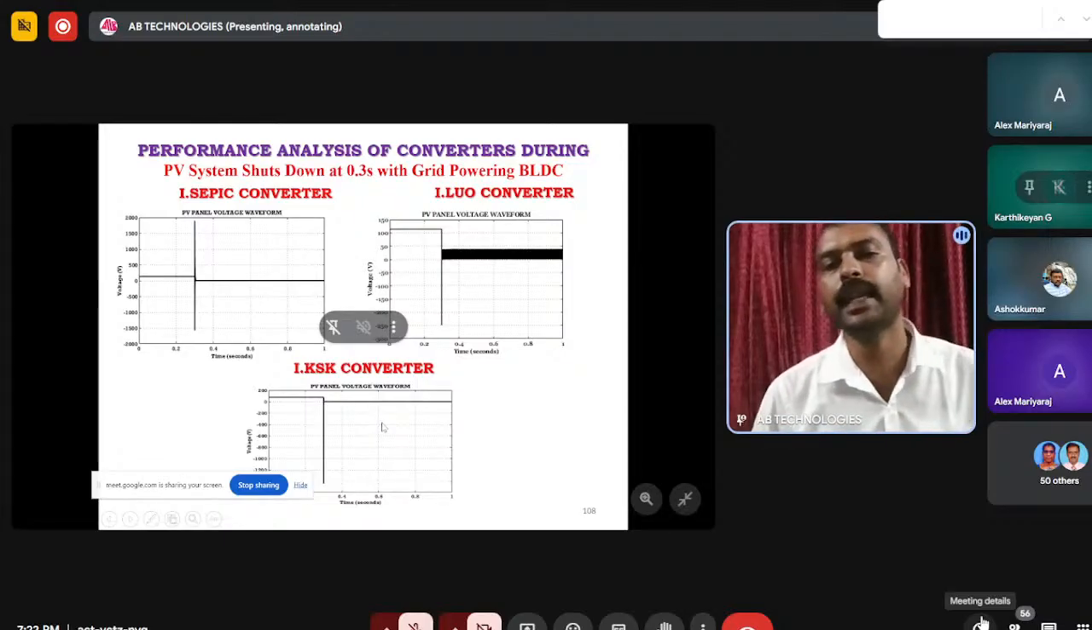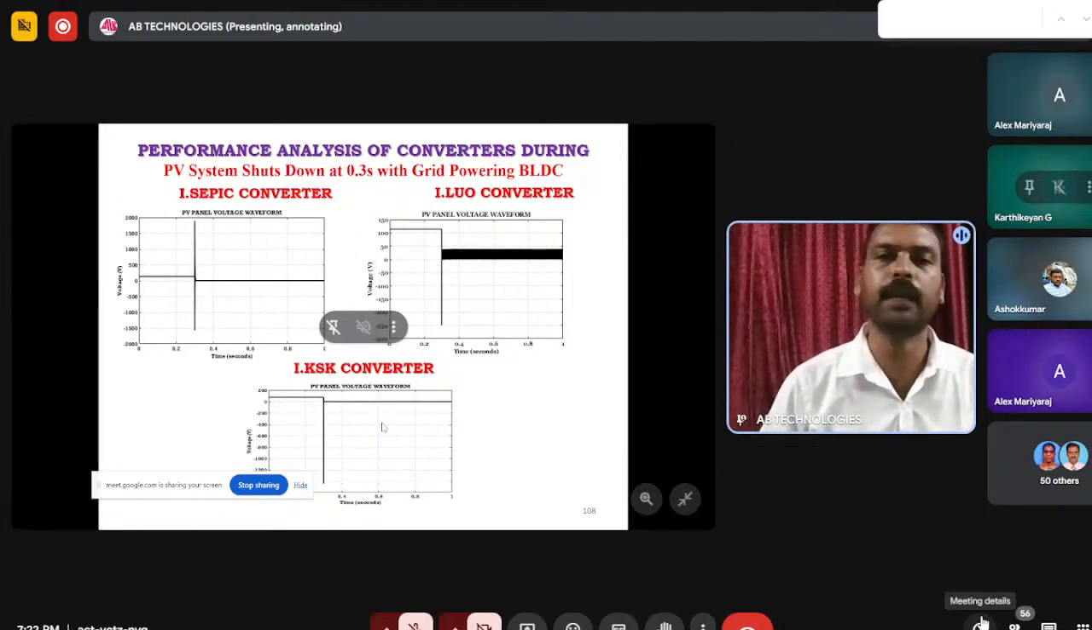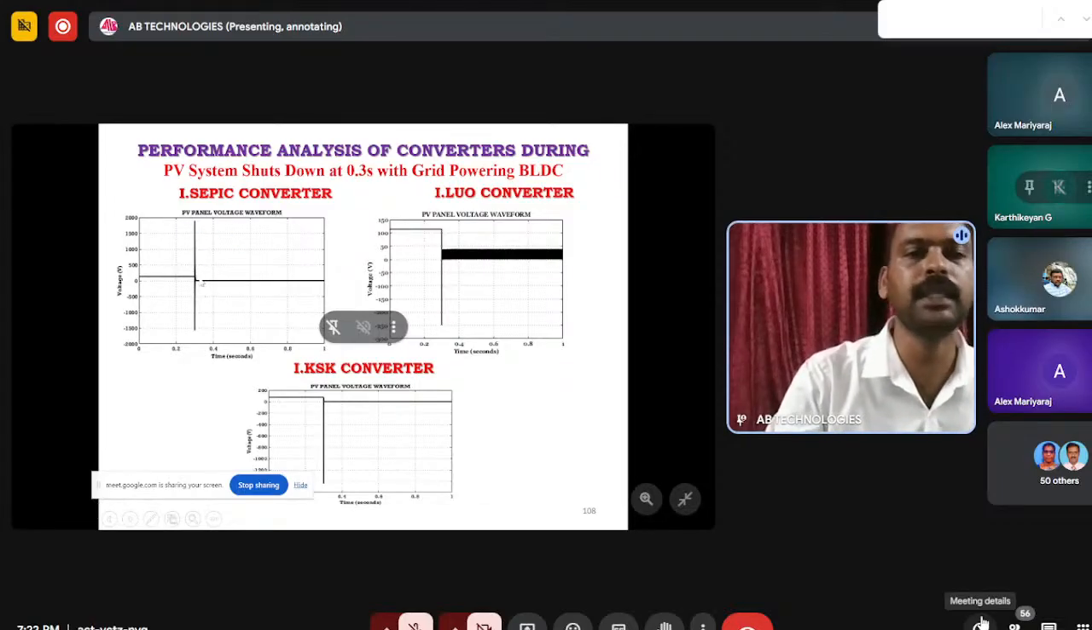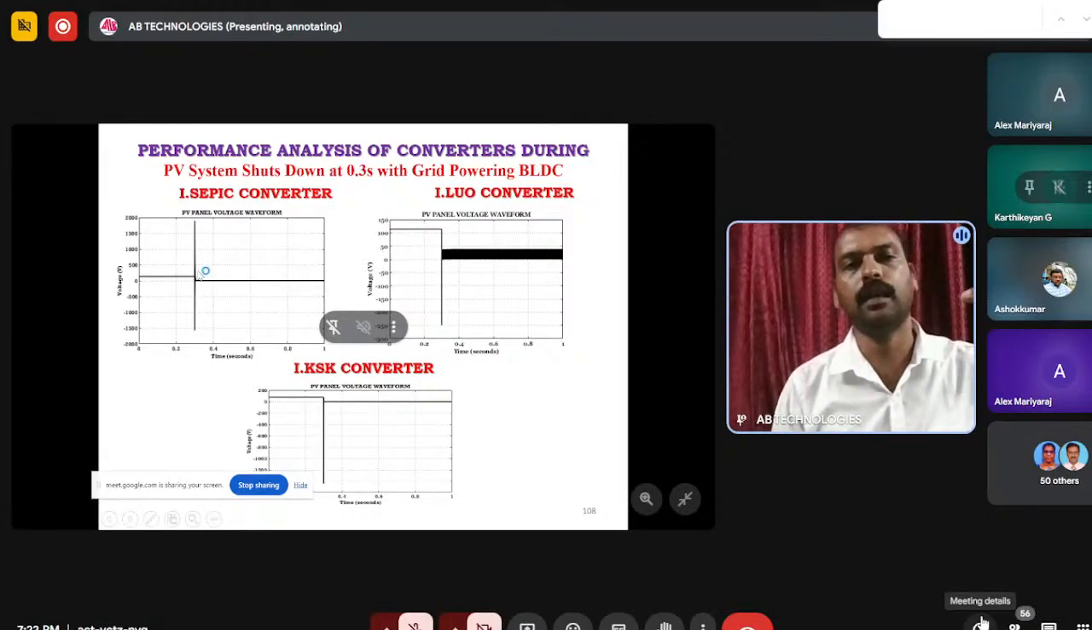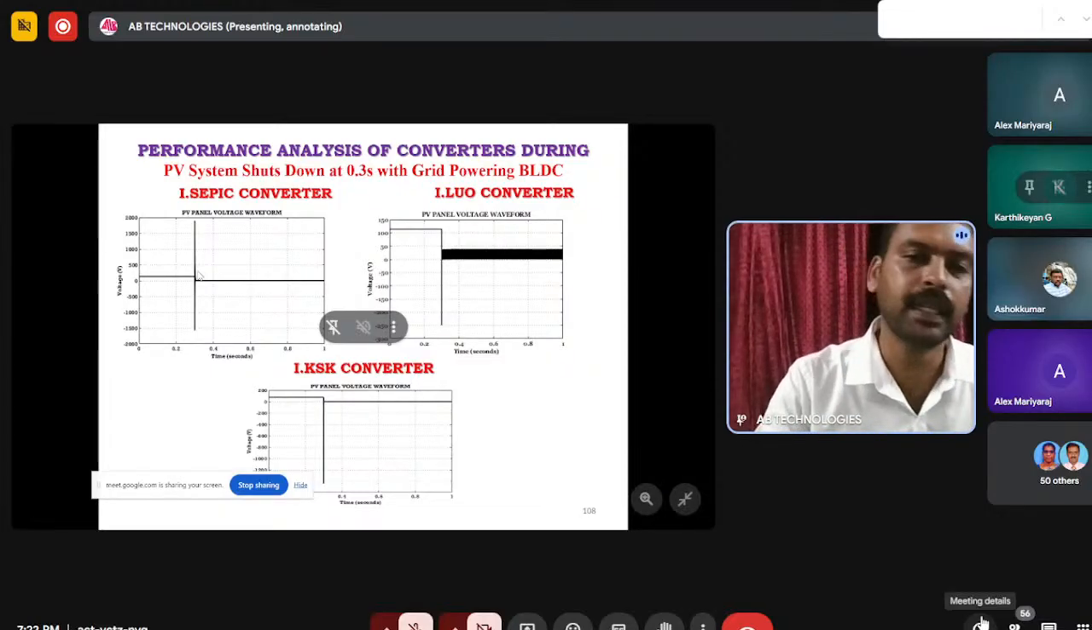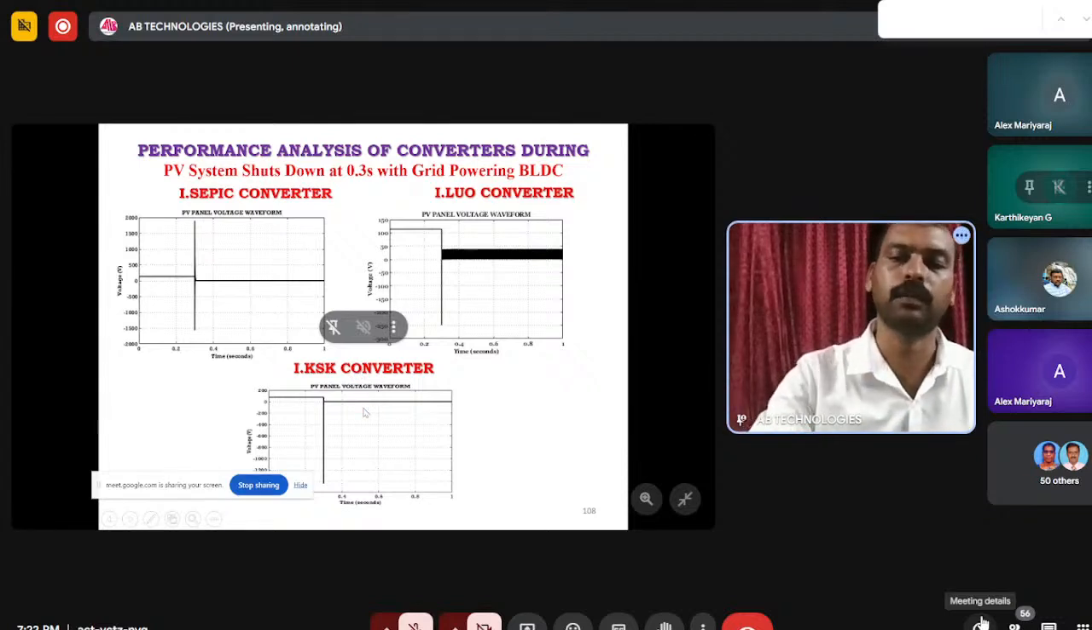It's the dV/dt protection. It's providing good dV/dt protection. Here you can see on the positive side, at 0.3 seconds, the input side voltage immediately increases. That means the dV/dt problem is there, and the back EMF problem is there. But in the KSK converter, we block that.